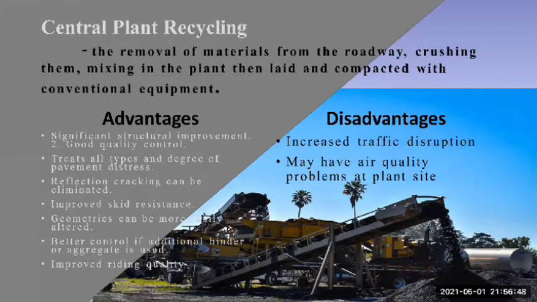Central plant recycling: the removal of materials from the roadway, crushing them, mixing in the plant, then laying and compacting with conventional equipment. The advantages of central plant recycling are significant structural improvement, good quality control, treats all types and degrees of pavement distress, reflection cracking can be eliminated, improves skid resistance, geometries can be more easily altered, better control if additional binder or aggregate is used, and improved riding quality.